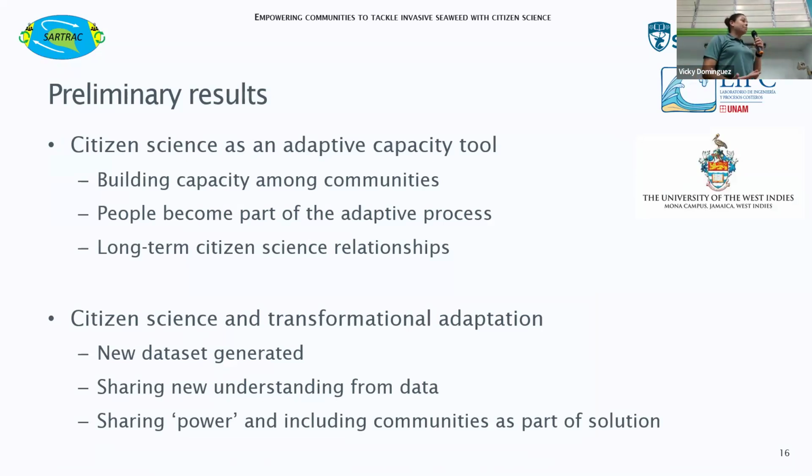So we think that so far, I mean, it's so preliminary, but we think citizen science can be a very interesting tool for adaptive capacity. It's building those long-term relationships with the community. They feel part of something that is bigger. They feel part of the solution potentially.